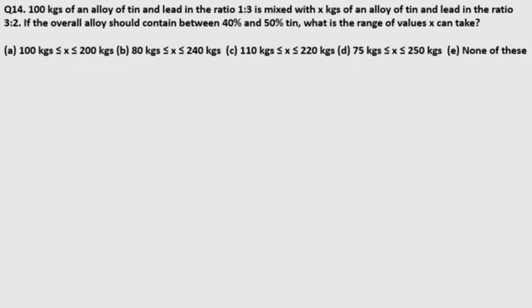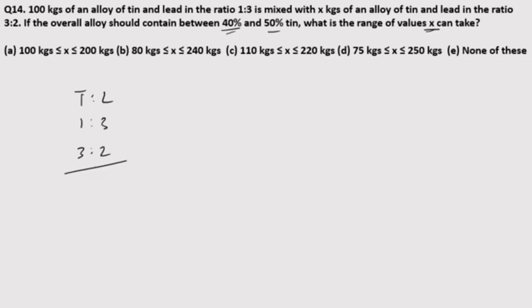Now next question says 100 kgs of alloy of tin and lead in ratio 1:3 is mixed with x kgs of another alloy of tin and lead in the ratio 3:2. Overall, if the alloy should contain 40% to 50% tin, what is the range of values x can take? First take the minimum percentage and find the value of x with that. Then take the maximum percentage and find the value of x with that. Then you will find the range.